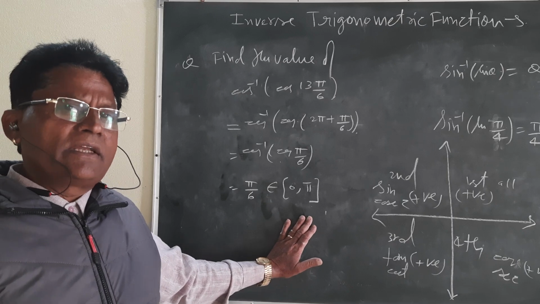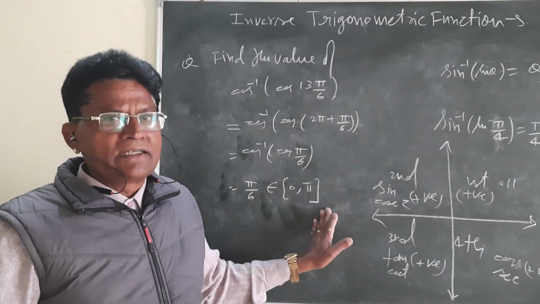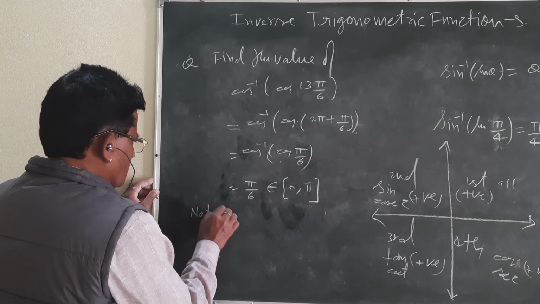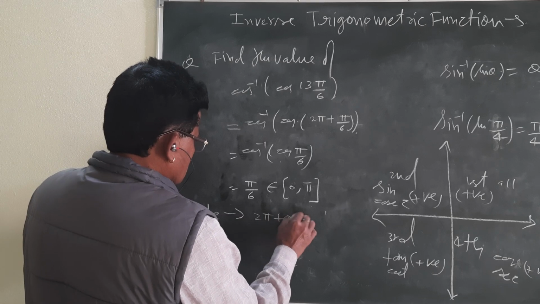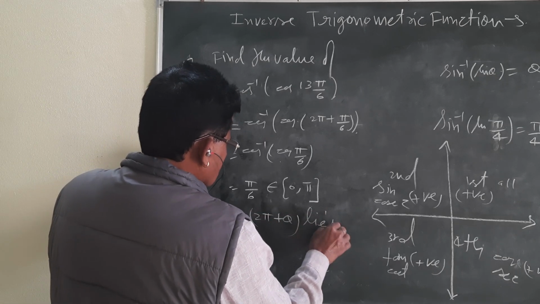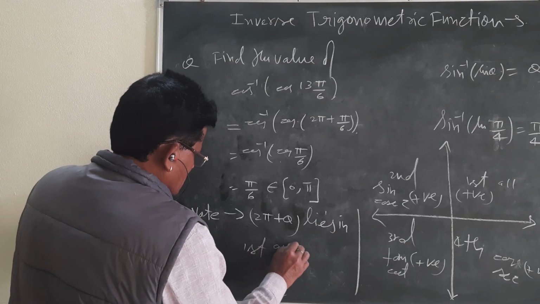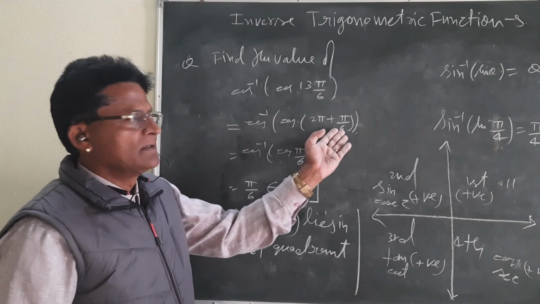Many questions like this are given in the sample papers, and you must practice such questions. Let me write it in the notes so that there will not be confusion. 2 pi plus theta lies in the first quadrant. First quadrant. And automatically you will understand.